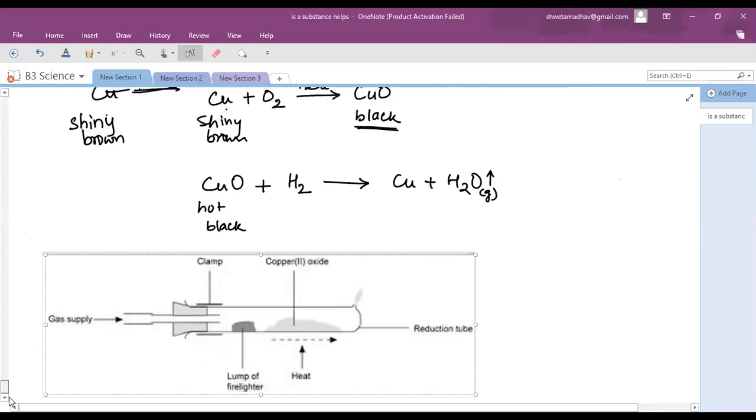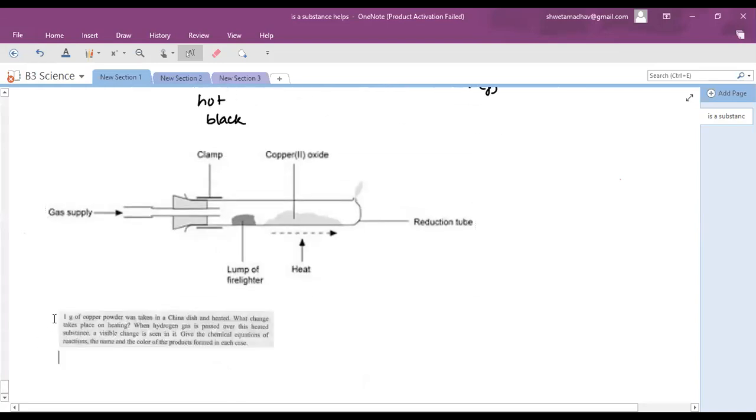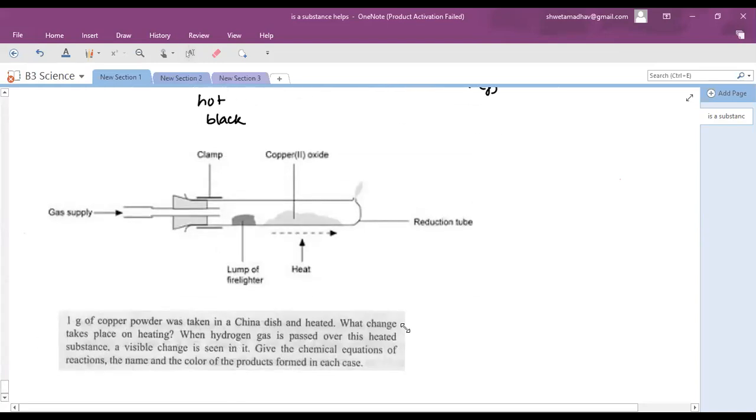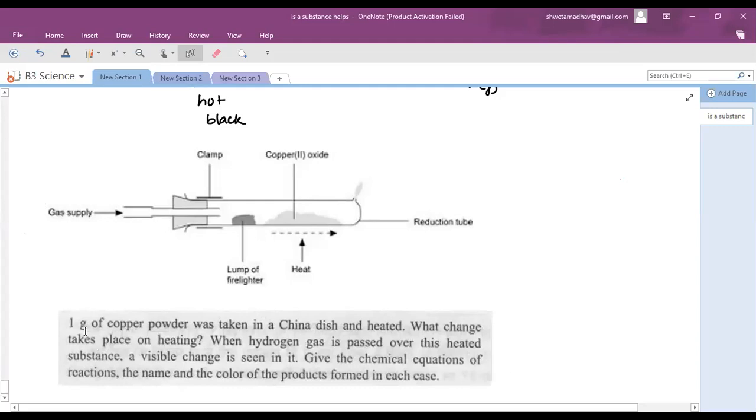A question asked this year, see, in the 2020 paper, they have asked this question. 1 gram of copper powder was taken in a china dish and heated. What change takes place on heating? When hydrogen gas is passed over this heated substance, a visible change is seen in it. Give the chemical equations for reactions, the name and the color of the product formed in each case. Clear?